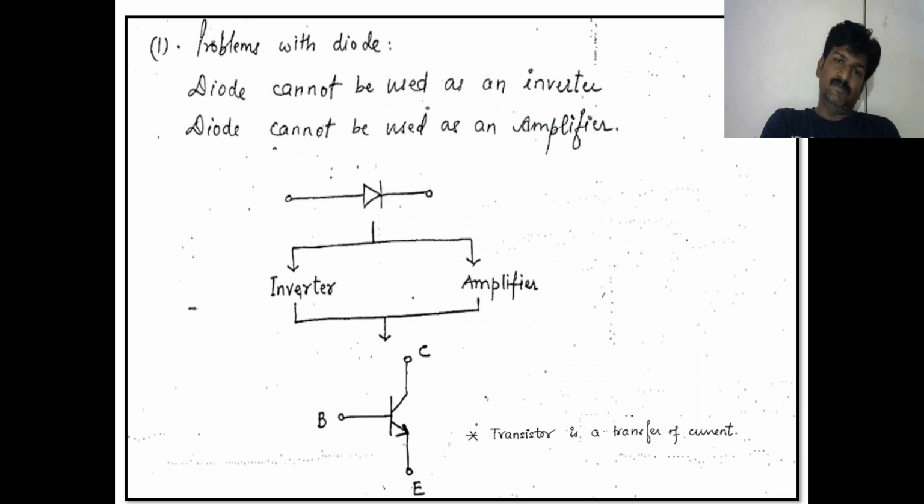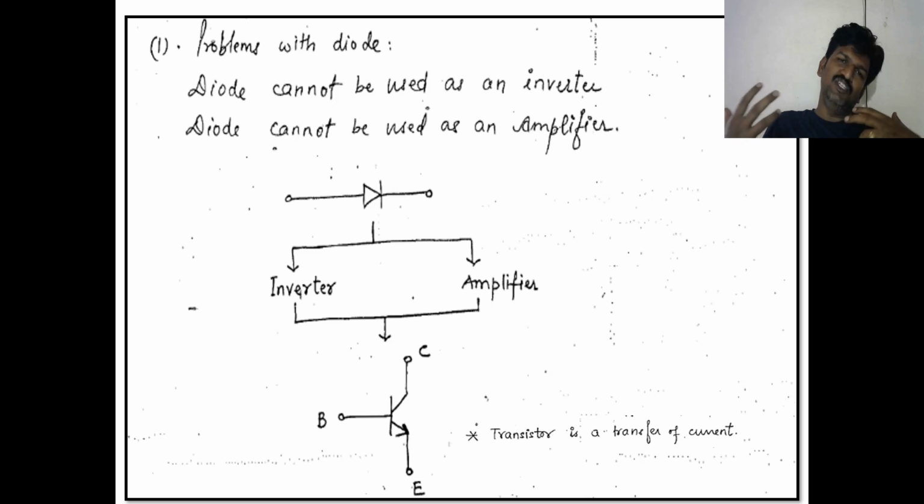Basically, in the last class we discussed the diode. The diode is a PN junction, but it has limited applications. It can be used for clippers, clampers, half wave rectifiers, and full wave rectifiers. These are some advantages we get by using the diode. But the diode cannot be used as an inverter, and it cannot be used as an amplifier. If you need an inversion operation, or amplification of your input signal, the diode is not helpful for that.